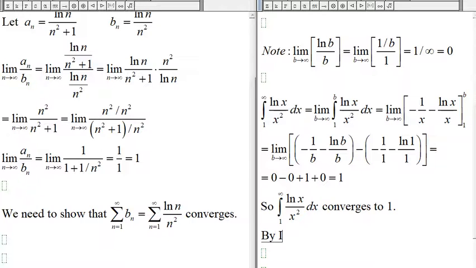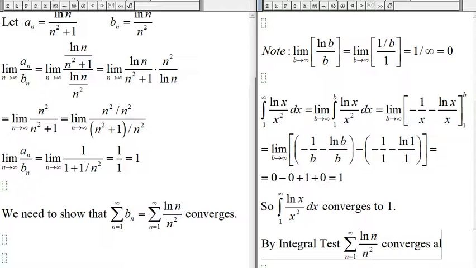And so by the integral test, the corresponding series, this series right here, converges also. And one more time, the integral converges to 1. And then we know that the corresponding series converges, but it does not converge to 1. It converges to something else, to some other real number.